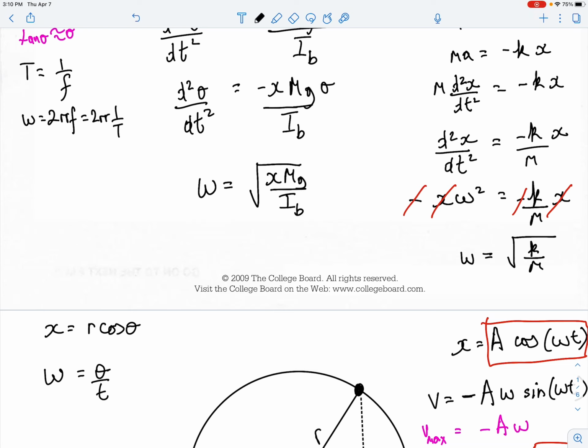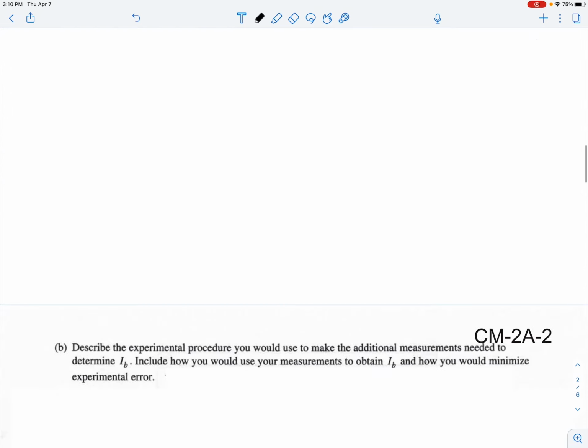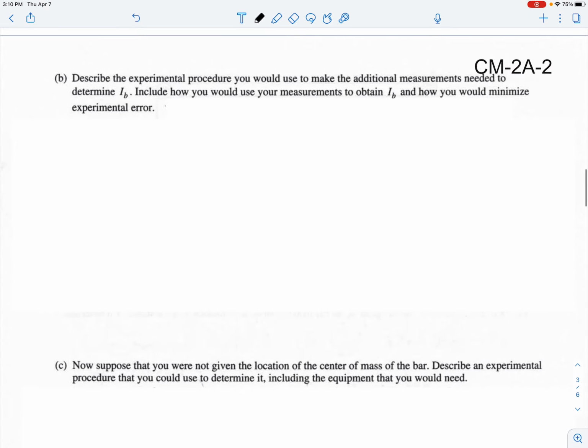See that? And then if you have omega, you could solve for T, because T should be equal to, can I do some math, I think it's 2 pi over omega. And then you could substitute. That's it. That's how you solve that. Sweet. That's done. Let's see here. It says, describe the experimental procedure you would use to make the additional measurements needed to determine Ib.